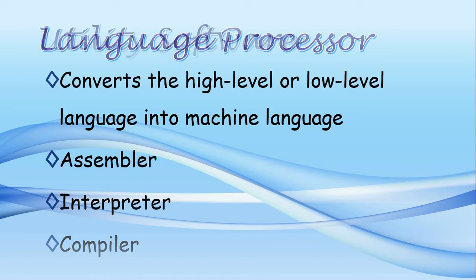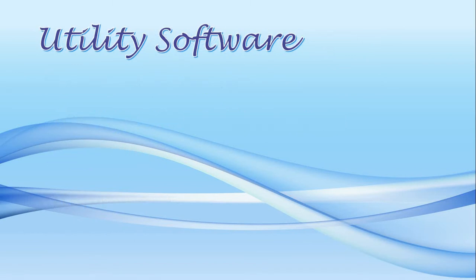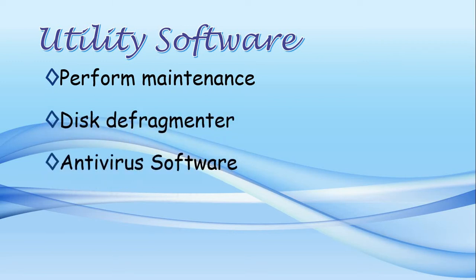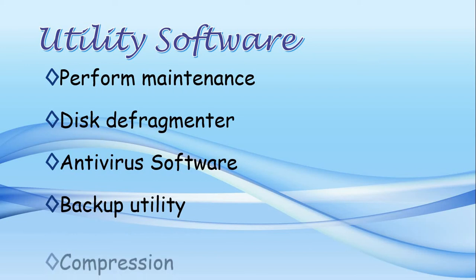And the last type of system software is utility software. The main use of the utility software is to perform maintenance on a computer system and make it function smoothly. Some examples of utility software are disk defragmenter, antivirus software, backup utility, and compression.